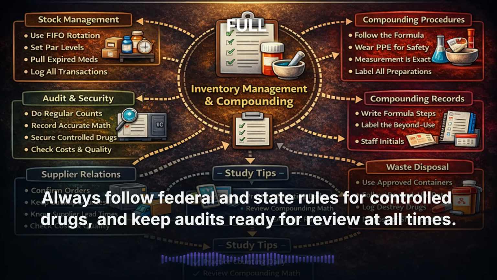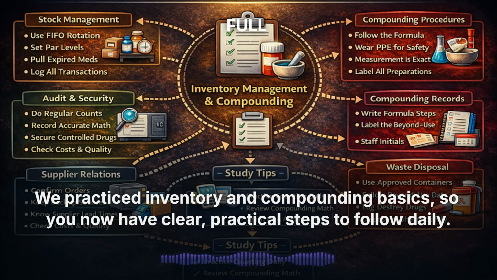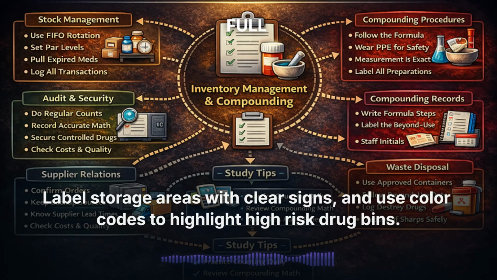Always follow federal and state rules for controlled drugs, and keep audits ready for review at all times. We practiced inventory and compounding basics, so you now have clear, practical steps to follow daily. Label storage areas with clear signs, and use color codes to highlight high-risk drug bins.